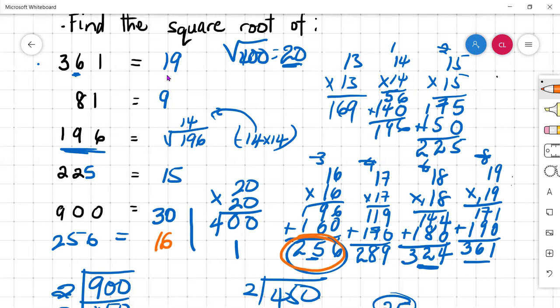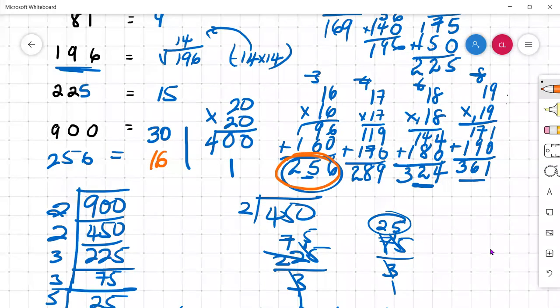All right, let me go with this again now. What's the square root of 81? 9. What's the square root of 196? 14. Square root of 225? 15. Square root of 900? 30. Square root of 256? 16. All right. Very good.